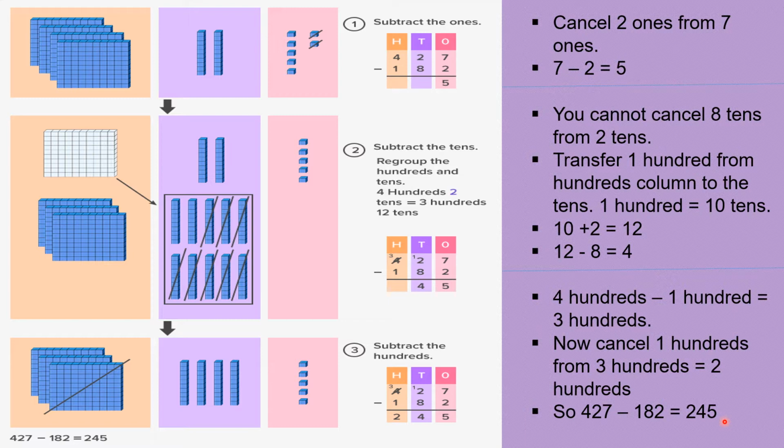So this is how you do it using the place value method. You take every single value from every single place. You consider it. You cancel the ones from the ones, the tens from the tens, and the hundreds from the hundreds.